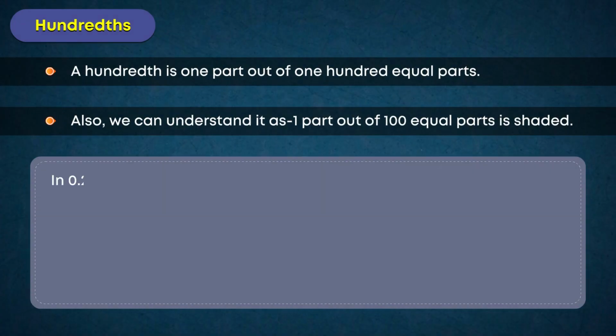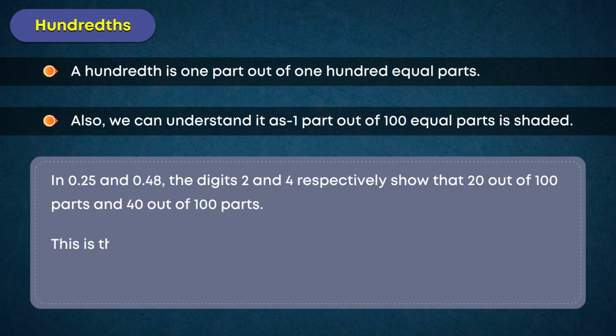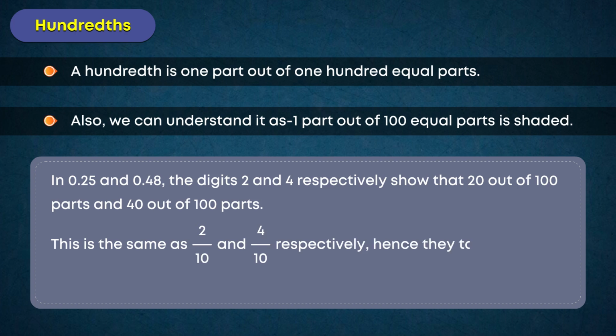In 0.25 and 0.48, the digits 2 and 4 respectively show that 20 out of 100 parts and 40 out of 100 parts. This is the same as 2 by 10 and 4 by 10 respectively, hence they take the place value of tenths.